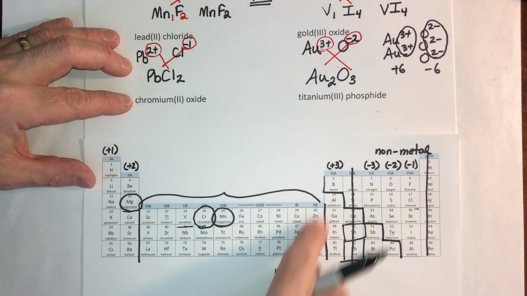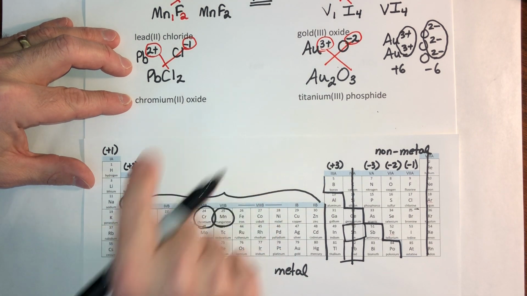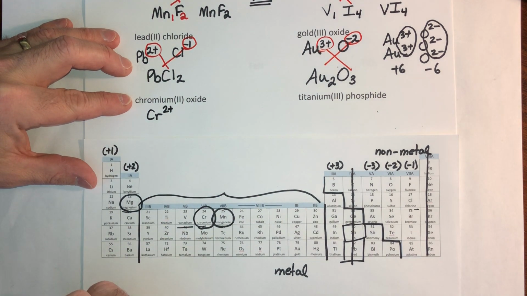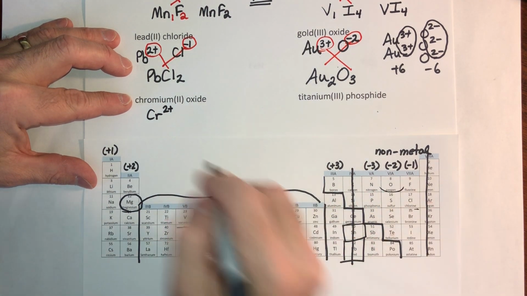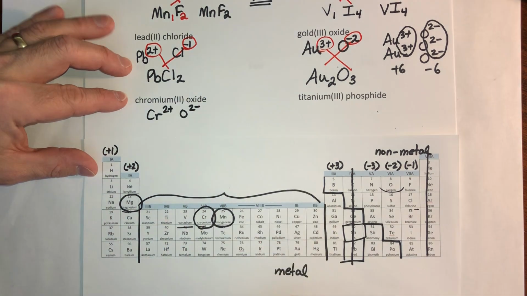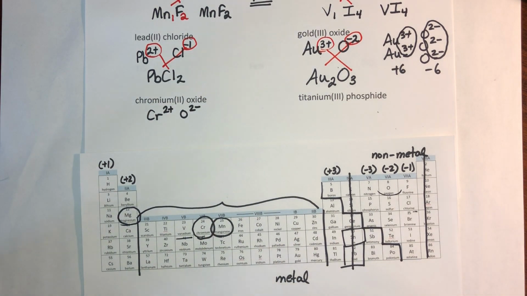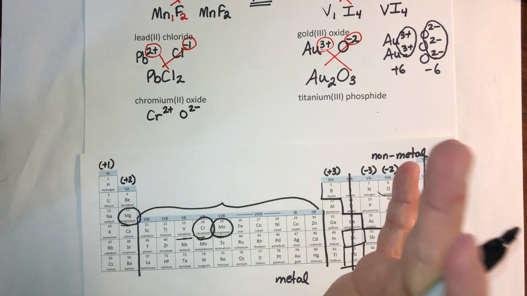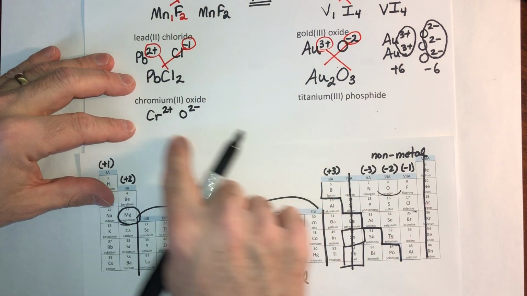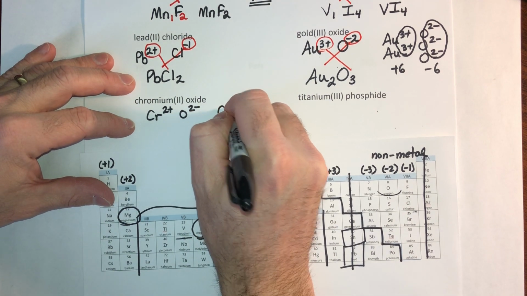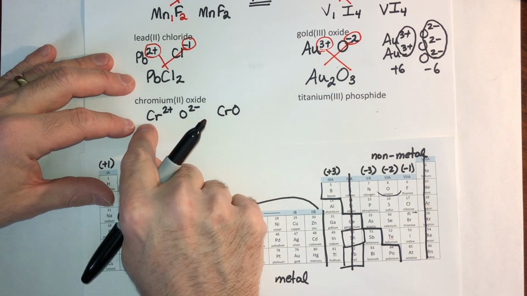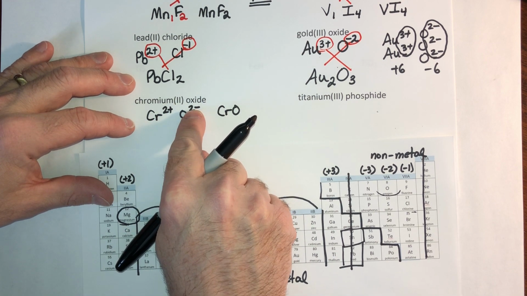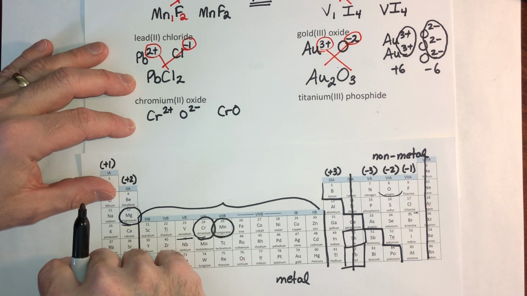Okay, chromium is a transition metal. The Roman numerals tell me the charge. So this is a Cr2+. The oxide comes from here, so that's an O2-. And then I realize that I've got a perfect match, right? I've got a +2 and a -2. They're like perfect for each other. If you've got a perfect match, you only need one of each, right? 1 chromium and 1 oxygen. The +2 and the -2 cancel each other out. That would be my formula.